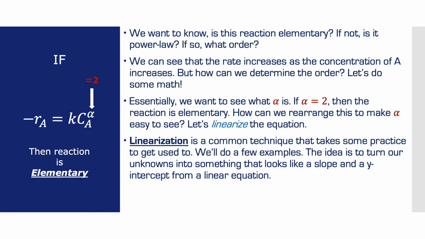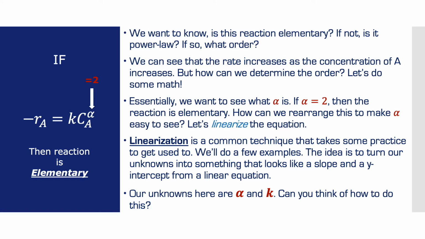Linearization is a common technique that takes some practice to get used to. We'll do a few examples. The idea is to turn our unknowns into something that looks like a slope and a y-intercept from a linear equation. Our unknowns here are alpha and k. Can you think of how to do this?